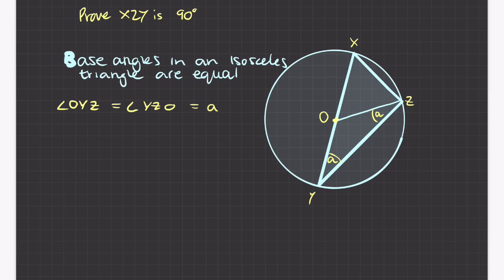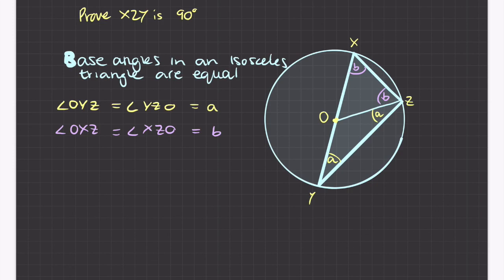Likewise, I've got another isosceles triangle here. So I could say that angle OXZ is equal to angle XZO. Let's call that B. So on our diagram here, that would be B. Let's put the B inside. And there we go. Lovely. That is really useful, because we can move on to our next stage.